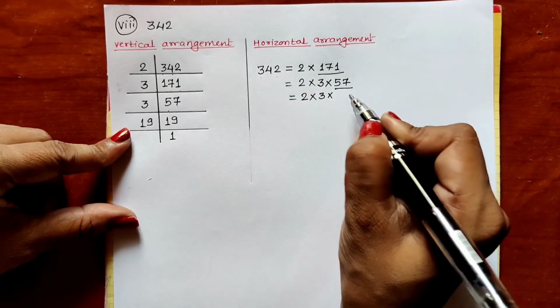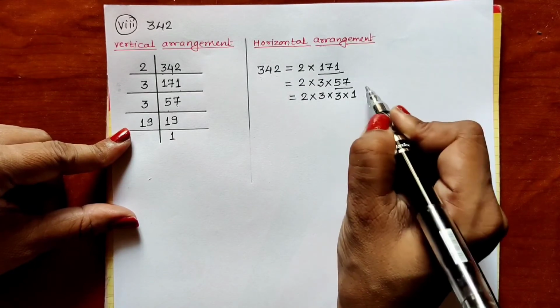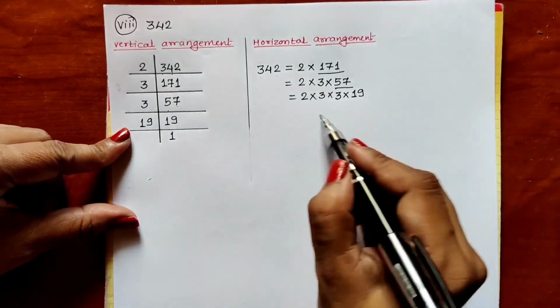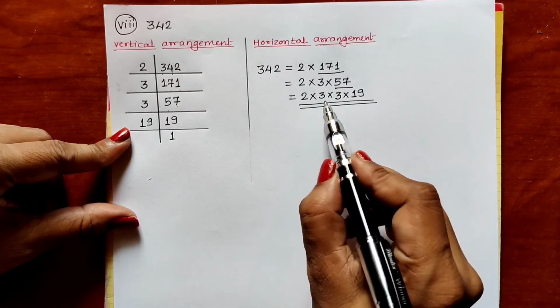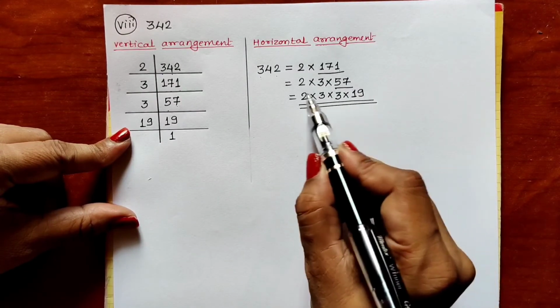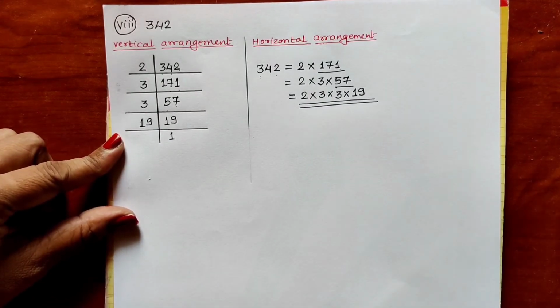We find the factors of 57. 57 is divisible by 3. 3 ones are 3. 3 nines are 27. So in this way we have got the factors of 342: 2 into 3 into 3 into 19. All these are prime numbers. They are not divisible by any other number.